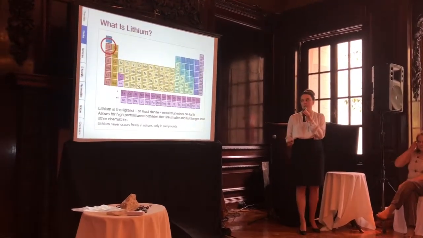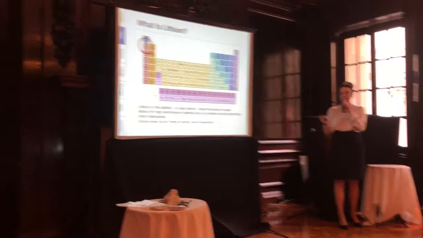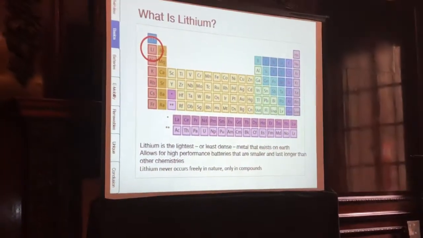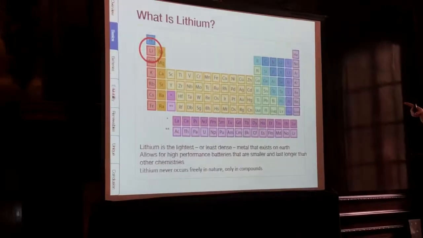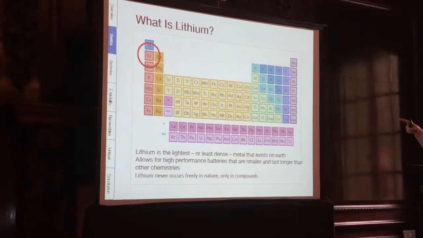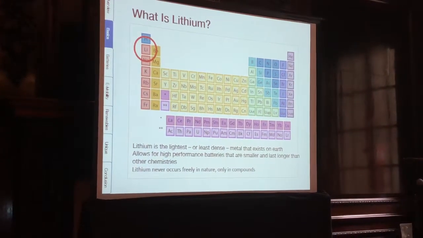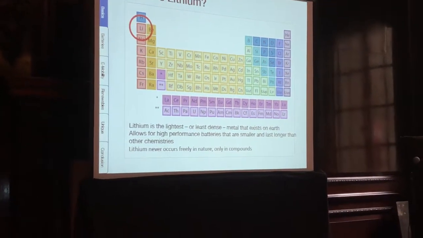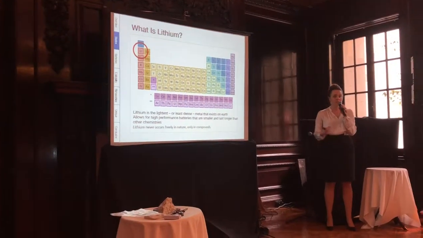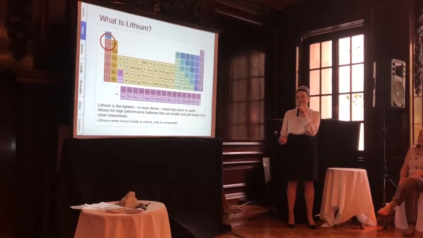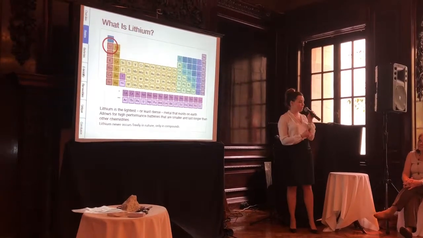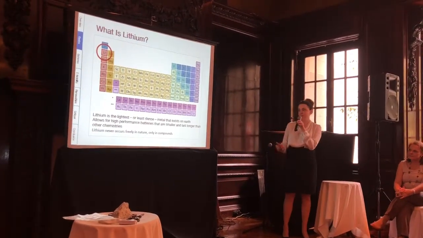So starting out with just the basics of lithium. What is lithium? Lithium is the lightest or least dense metal that exists on Earth. If you remember the periodic table, lithium is up there with the atomic number of 3, meaning that it's the 3rd lightest element in the entire world. The characteristics of lithium's density and energy density allow for high performance batteries that are smaller and last longer than using any other metal.